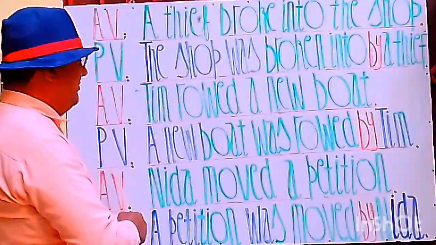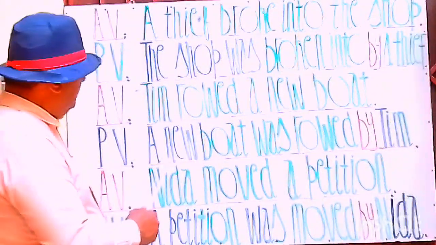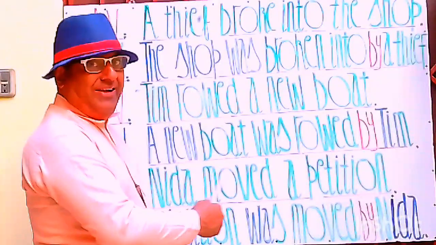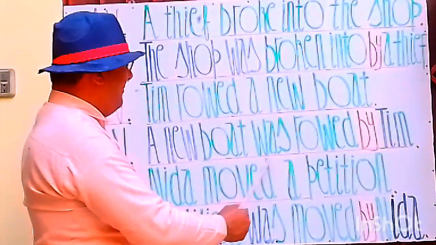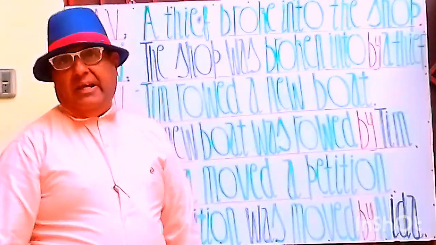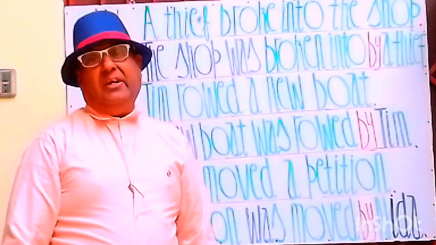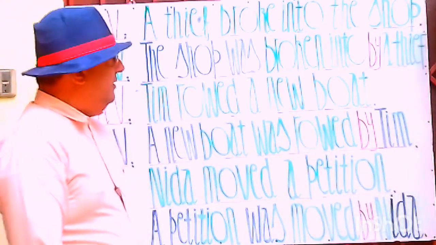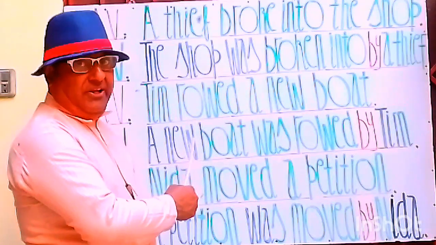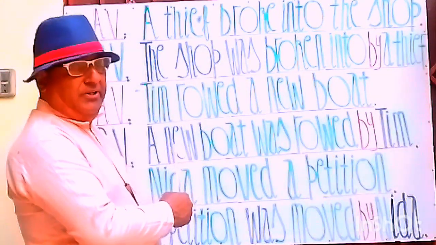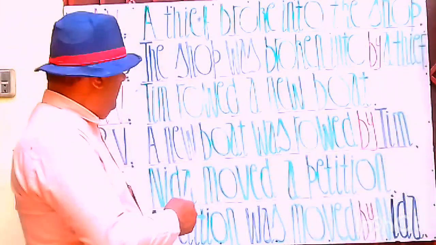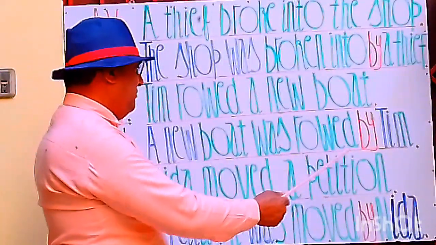Here, see my students, the passive voice statement: A new book was written by Tim. You see again, Tim and a new book replace each other. Subject and object replace each other according to the rules of change of voice. So, a new book was written by Tim.